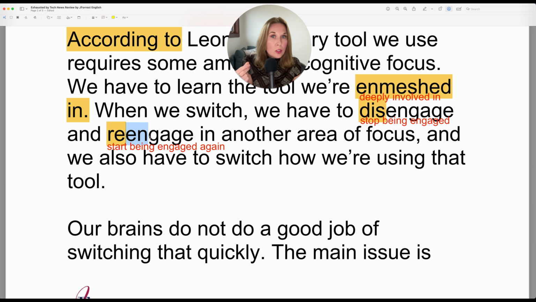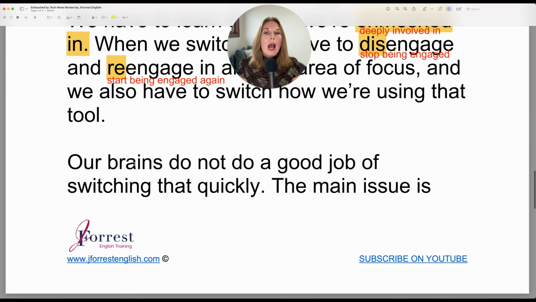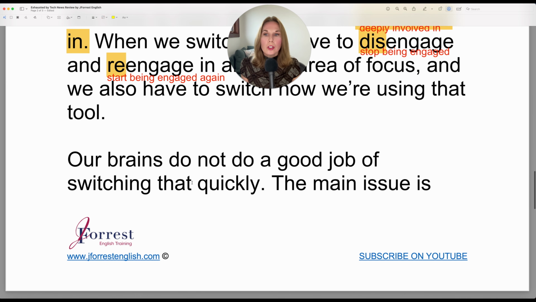So this is an unstressed sound, so it's in, engage, because this is the stressed sound, gauge, engage, re-engage. So there's three sounds here, re-engage. And this, dis, is the same pronunciation: engage, disengage. Now let's keep reading. Our brains do not do a good job of switching that quickly.